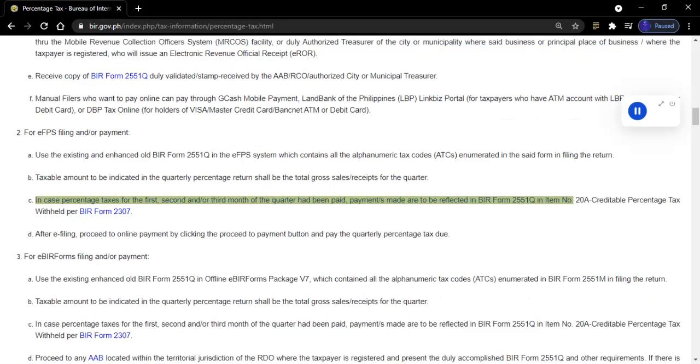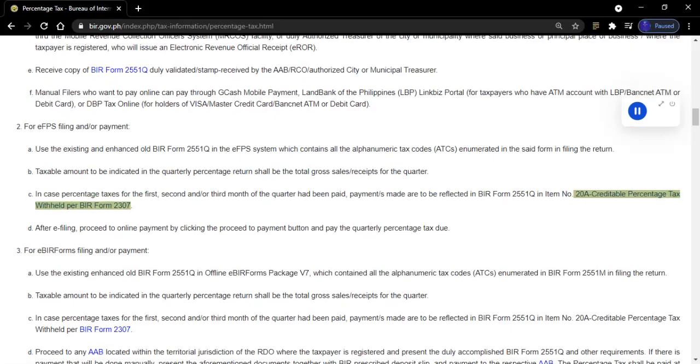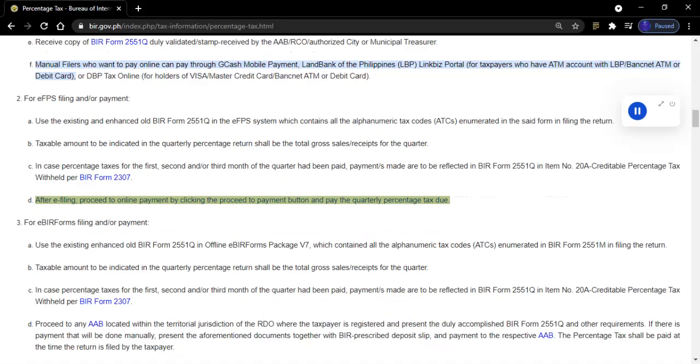In case percentage taxes for the first, second and/or third month of the quarter had been paid, payment is to be reflected in BIR Form 2551Q in Item No. 20A, creditable percentage tax withheld per BIR Form 2307. After e-filing, proceed to online payment by clicking the Proceed to Payment button and pay the quarterly percentage tax due.